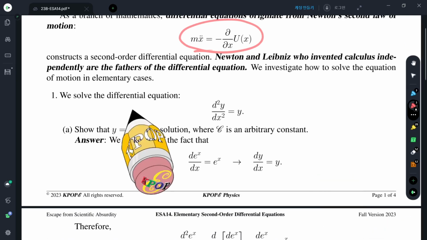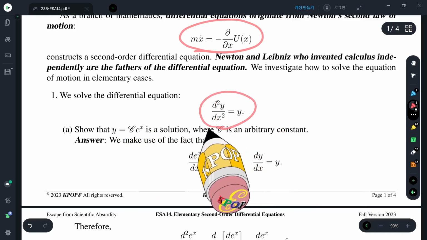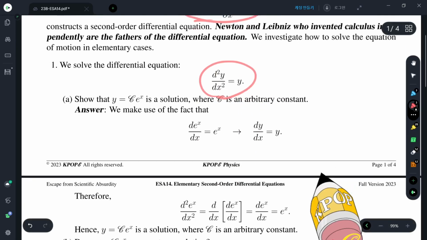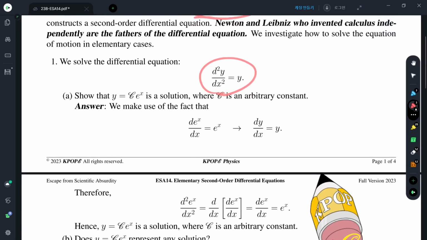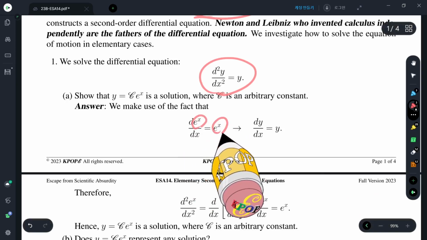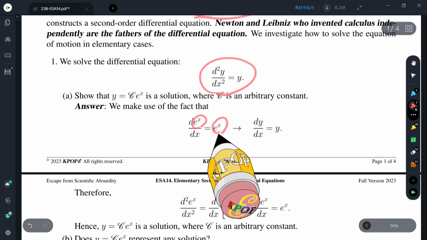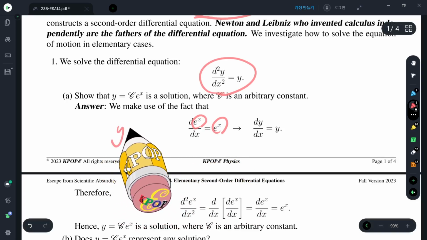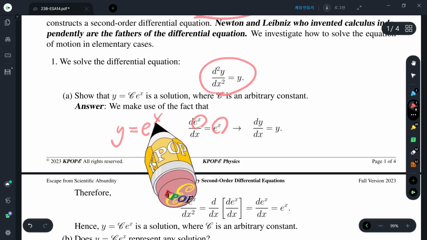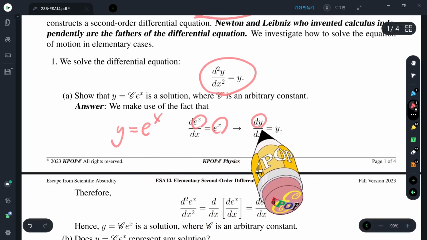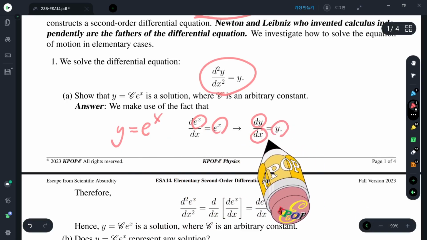Okay, we solve the differential equation. Very simple one: the second order derivative is itself. We make use of our previous result. The derivative of an exponential function is identical to the original function. We replace this one, y equals e to the x, then y's x derivative is y.